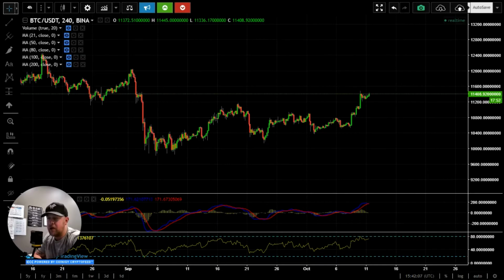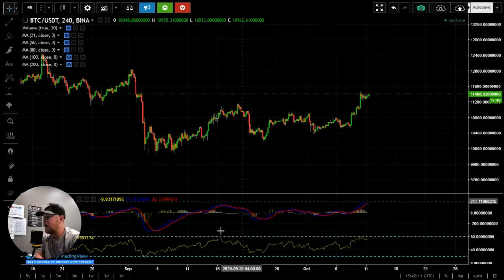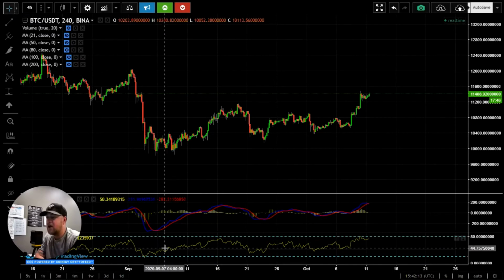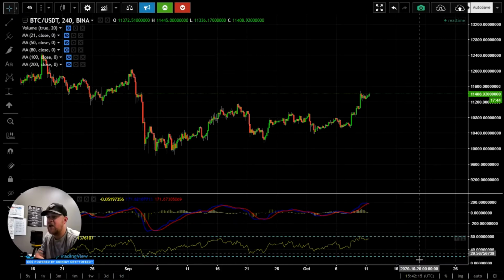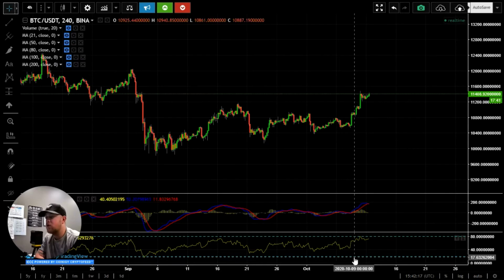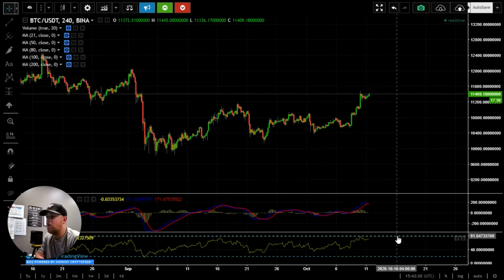We're going to start with the indicators, and then we'll move into the chart and patterns. So right now I have an RSI indicator. I have it set at 80 and 20. The 20 is the oversold. The 80 is the overbought.